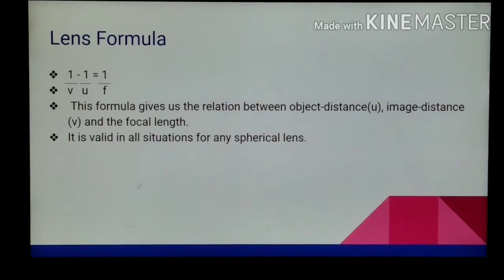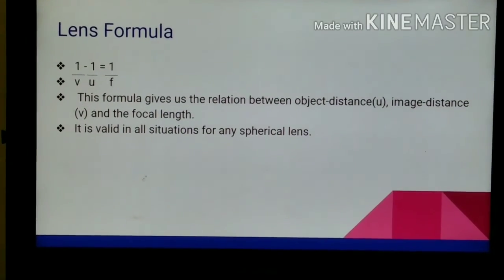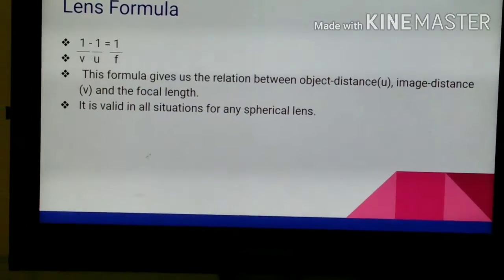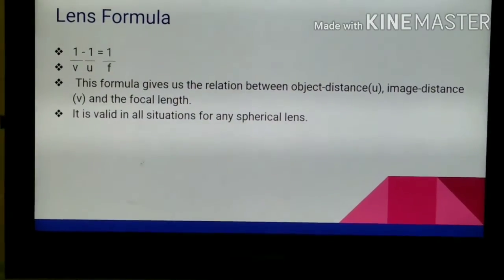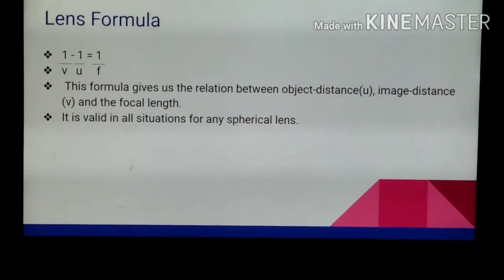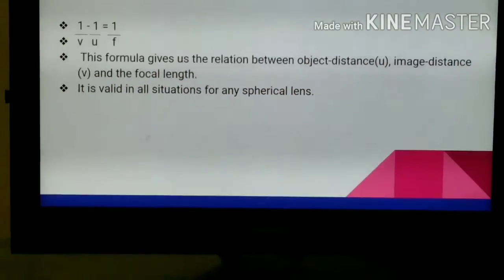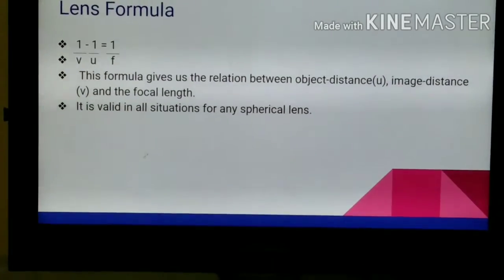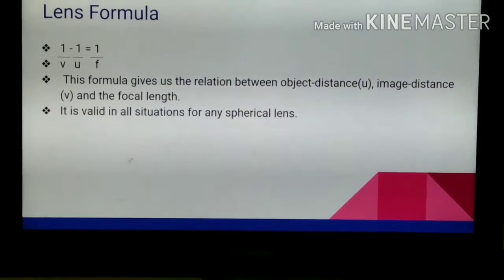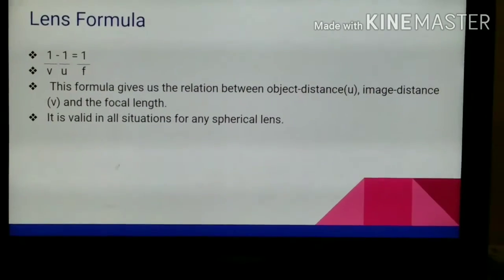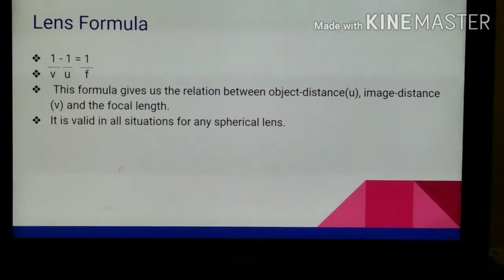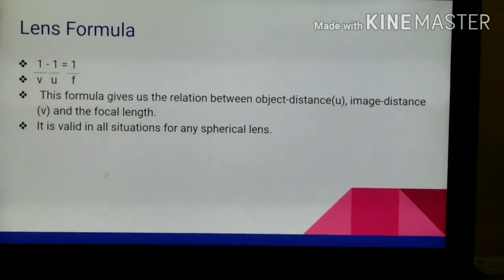Now let us discuss the lens formula. Its formula is 1/v minus 1/u equals 1/f, in which f is the focal length, u is the object distance and v is the image distance. This formula gives us the relation between the object distance, image distance and the focal length. It is valid in all situations for any spherical lens.